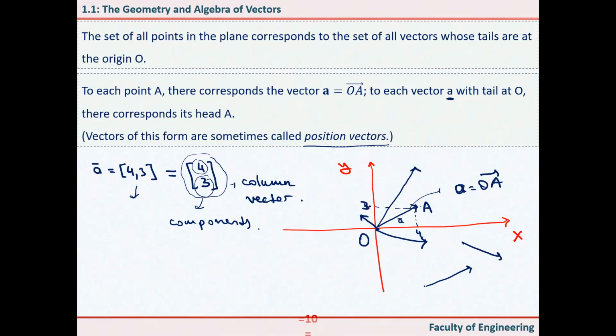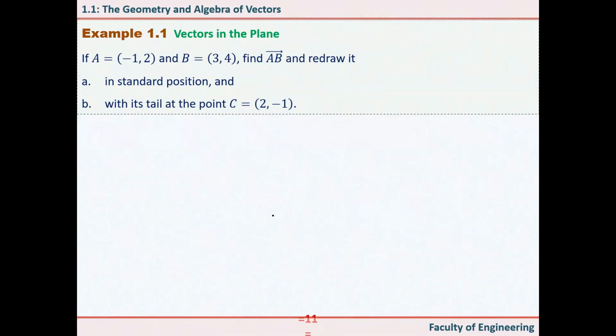So why do we say geometry of vectors? Because we are drawing here, introducing this coordinate system, right? That's involving geometry. That's why we call it the geometry of vectors. How about algebra? Algebra means using these variables with these components. That is the algebra of vectors. And also now we will see how to add and subtract vectors.